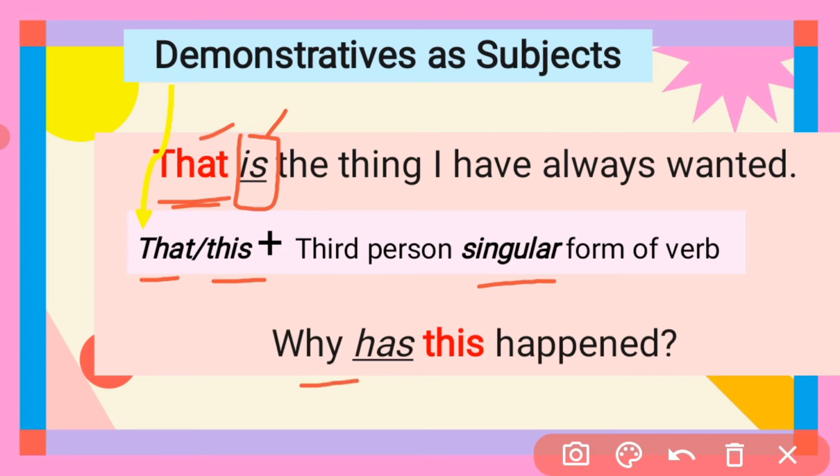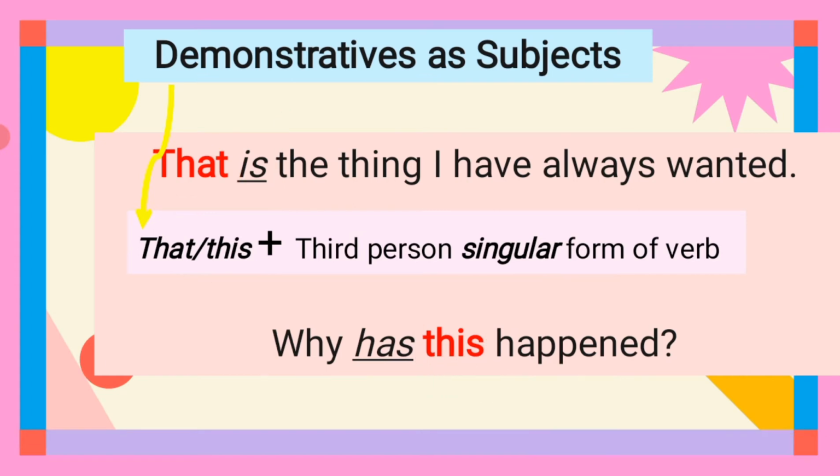Why has this happened? Ang ating subject dito ay this. Kaya, ang this ay singular, meron tayong singular na verb. But parang ganito yan. This has happened. This ay singular demonstrative pronoun.